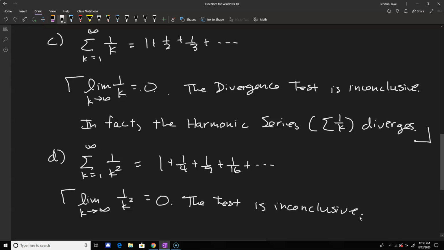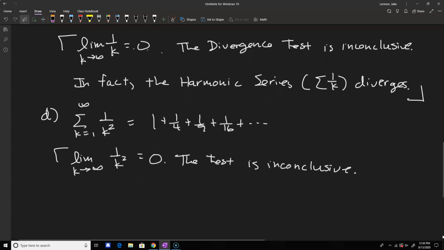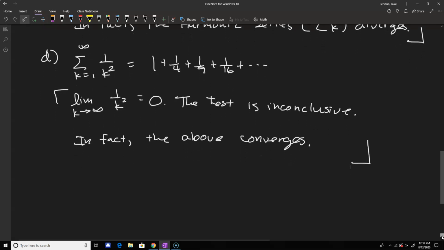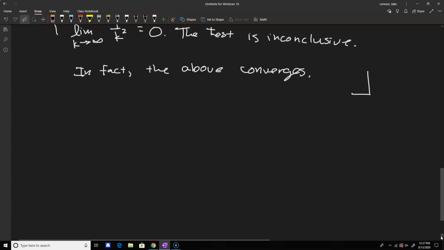But we will look in a second and show that, in fact, this series converges. So, in fact, the above converges. So, how can we show those things? Well, we can show those things by looking at the next test, which is the integral test. So the integral test is going to essentially compare these things.